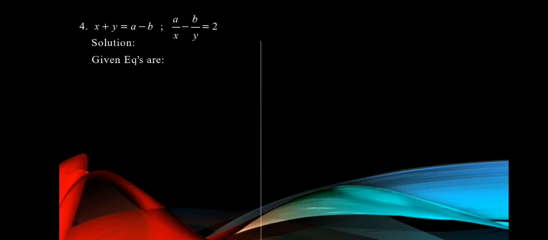Now question number 4 of exercise 2.7 is x plus y is equal to a minus b and a by x minus b by y is equal to 2. The equations given to us are x plus y is equal to a minus b and a by x minus b by y is equal to 2. Equation number 2 contains fractions, so we will have to simplify it first.